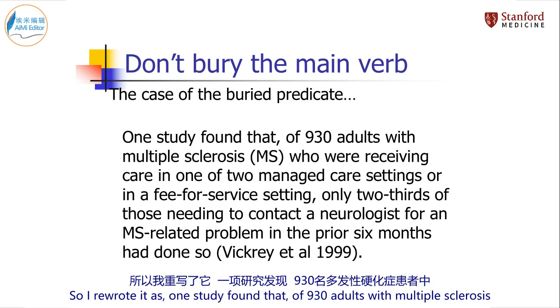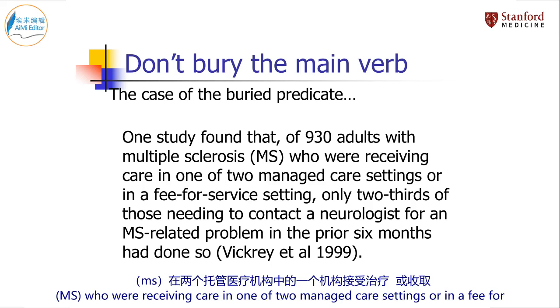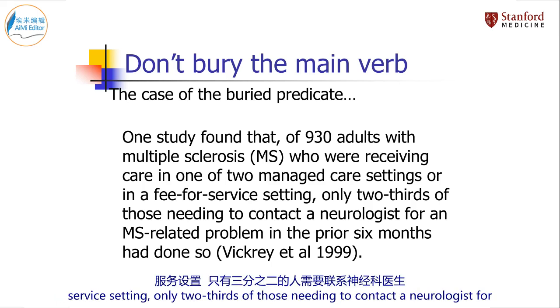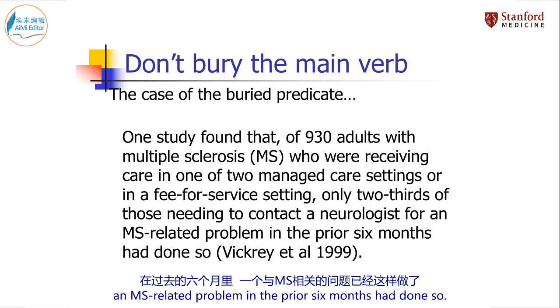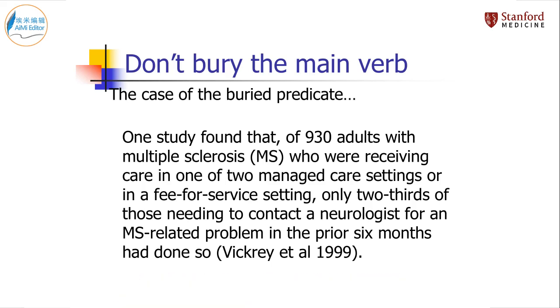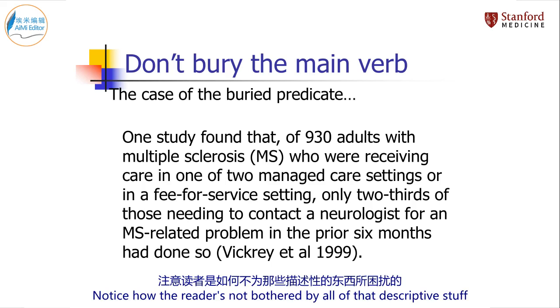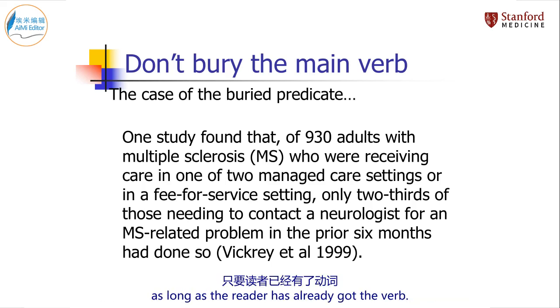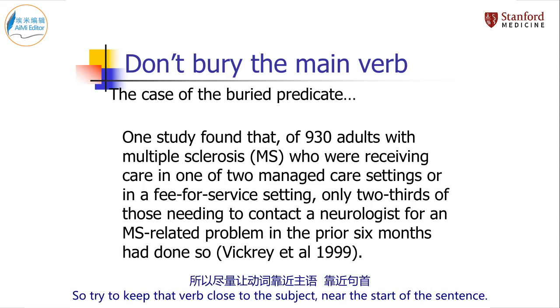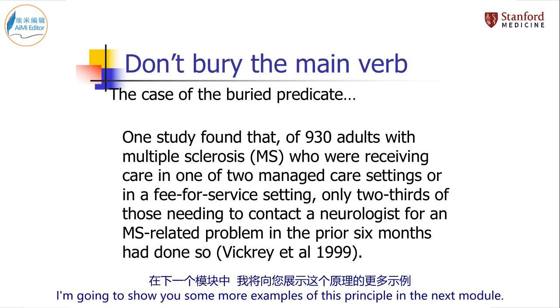So I rewrote it as, one study found that of 930 adults with MS who were receiving care in one of two managed care settings or in a fee-for-service setting, only 2/3 of those needing to contact a neurologist for an MS-related problem in the prior 6 months had done so. Notice how the reader's not bothered by all of that descriptive stuff as long as the reader has already got the verb. So try to keep that verb close to the subject near the start of the sentence. I'm going to show you some more examples of this principle in the next module.